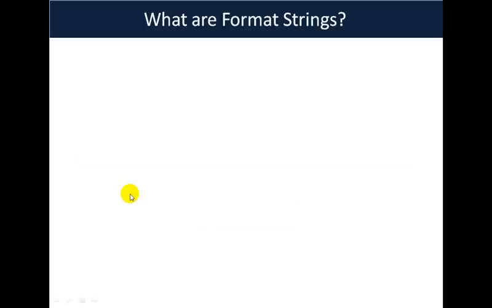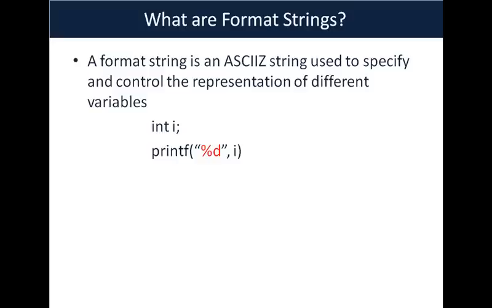The first logical question, of course, is what are format strings? Very simply put, a format string is an ASCII string used to specify and control the representation of various variables. As an example, in the printf function, we specify the format string %d to tell printf that it should go ahead and convert i, the integer, in the form of a string.